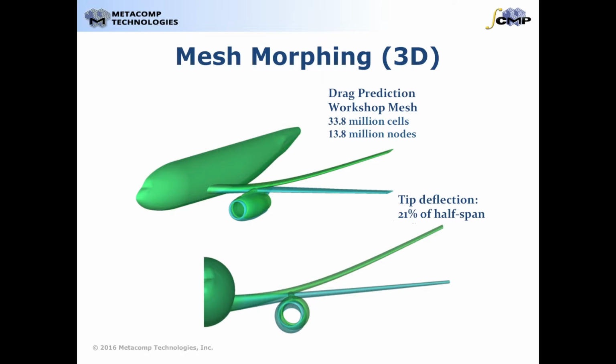Finally, this is a case where MetaFSI was used for a significantly larger CFD domain. This is a mesh provided for the AIAA drag prediction workshop and contains nearly 34 million cells. MetaFSI is able to morph this mesh to accommodate for a tip deflection of over 20% of the wing half span, while maintaining the integrity of the mesh.